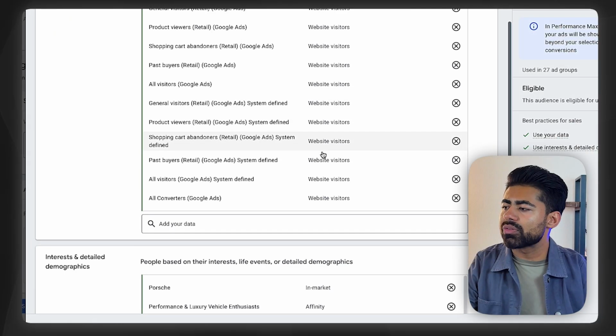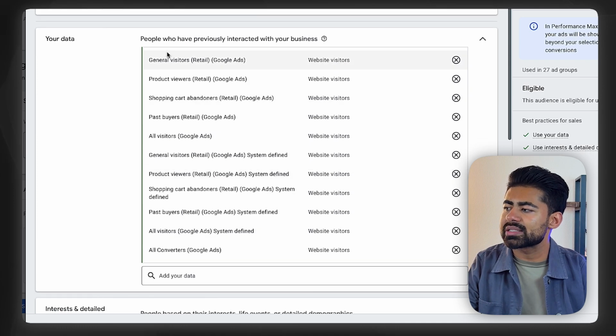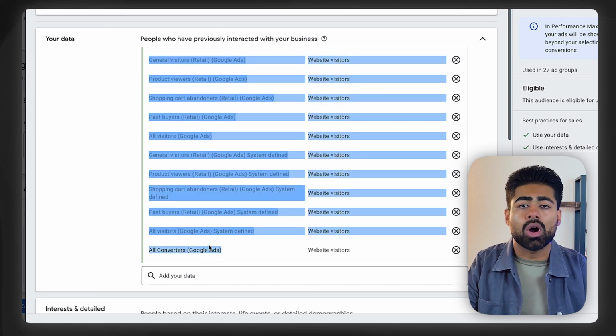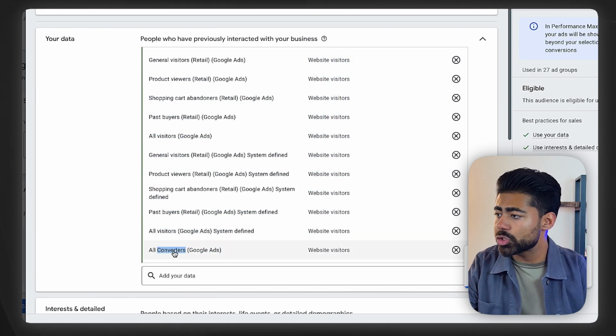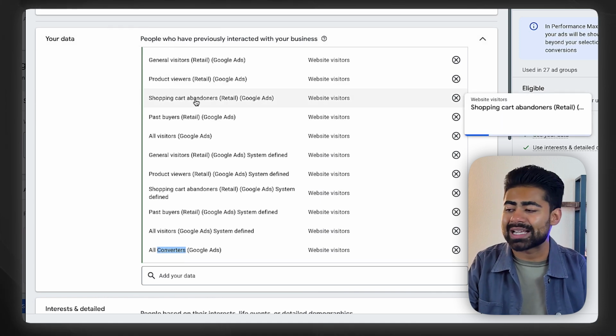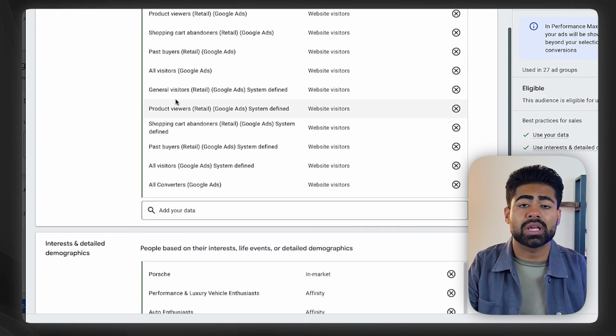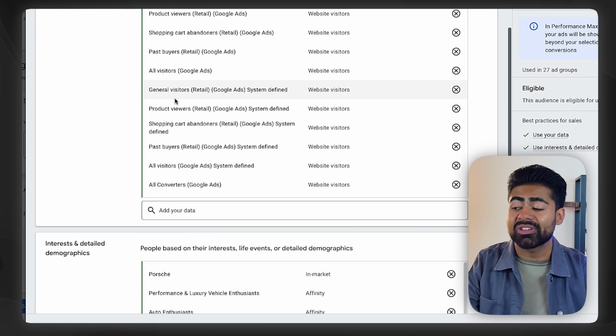But if you look at all of these audiences right here, the majority of these audience signals we have used under data, it's all retargeting. It's either people who have purchased, general visitors, abandoners, etc. Because this is the highest quality of data, highest quality of traffic we can feed the algorithm.